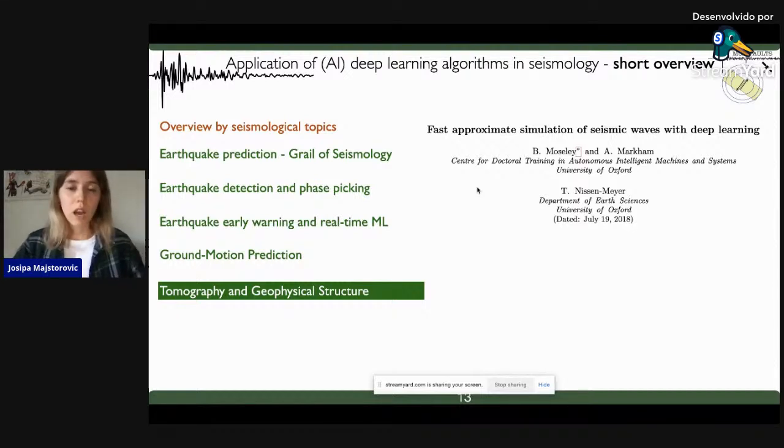I hope that this short overview convinced you that there are many things going on in seismology in terms of artificial intelligence, and even though many of these problems have been tackled, they're not completely solved.